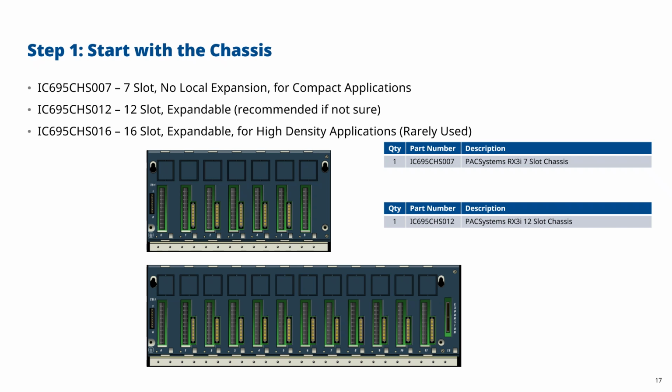But the 16 slot is very good for high density applications, particularly for remote I/O, but otherwise it's rarely used. Normally people use the 12 slot, and then there is a rack filler, so if you've got an empty slot you can always fill that if you need to. So again, the bill of materials is quite straightforward. It's a single part number, IC695 CHS007 for 7 slot, and IC695 CHS012 for a 12 slot.